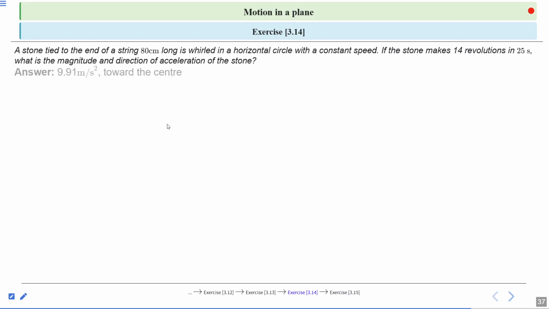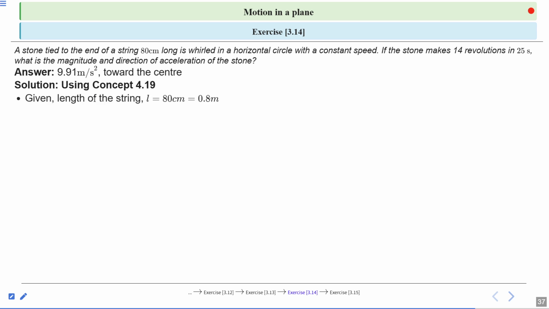So correct answer is 9.91 meter per second square toward the center. Solution using concept 4.19. Given length of this string L is equal to 80 centimeter. When we convert 80 centimeter into meter, it will be 0.8 meter. Number of revolutions is equal to 14. Stone makes 14 revolutions and time taken is 25 seconds.